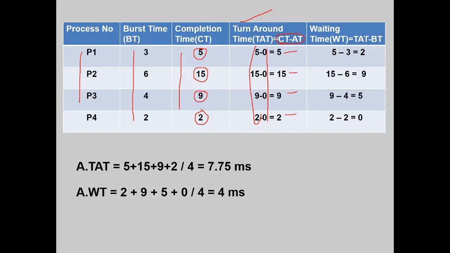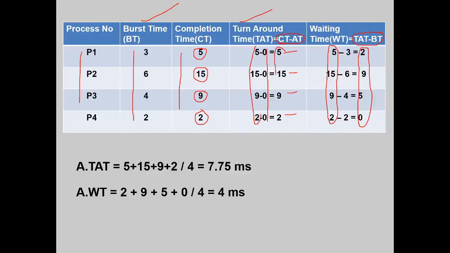Now you need to find out the waiting time. So turnaround time minus burst time. So these are the values of turnaround time which you will get here, and next this is burst time. So this column you are going to consider. So these are the values of waiting time.